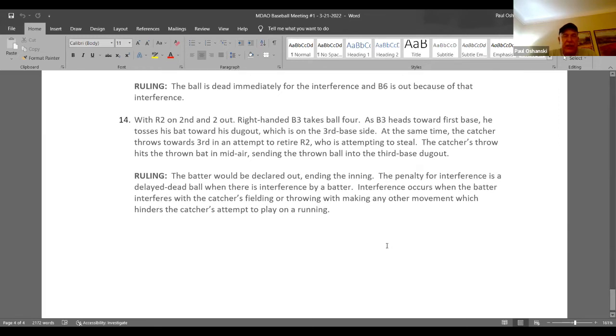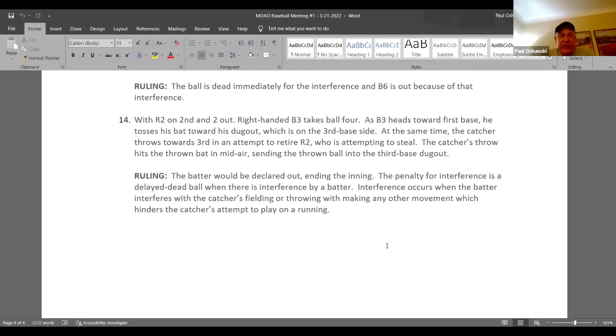Okay. 14. With R2 on second and 2 out, right-handed B3 takes ball 4. As B3 heads towards first, he tosses his bat toward the dugout, which is on the third base side. At the same time, the catcher throws towards third in an attempt to retire R2, who is attempting to steal. The catcher's throw hits the bat in midair, sending the thrown ball into the third base dugout. So more fun that you just hope you don't ever see. But I swear this was on here last year too, but they repeated it for some reason. The batter would be declared out for interference, ending the inning.